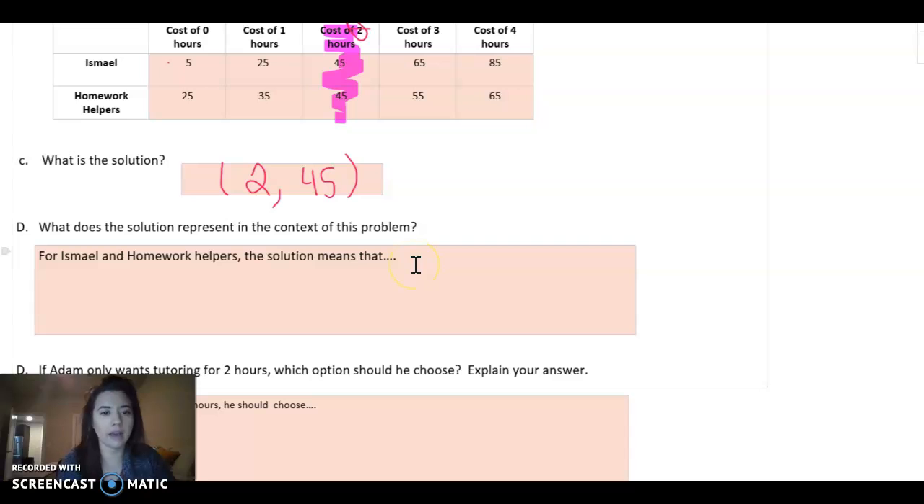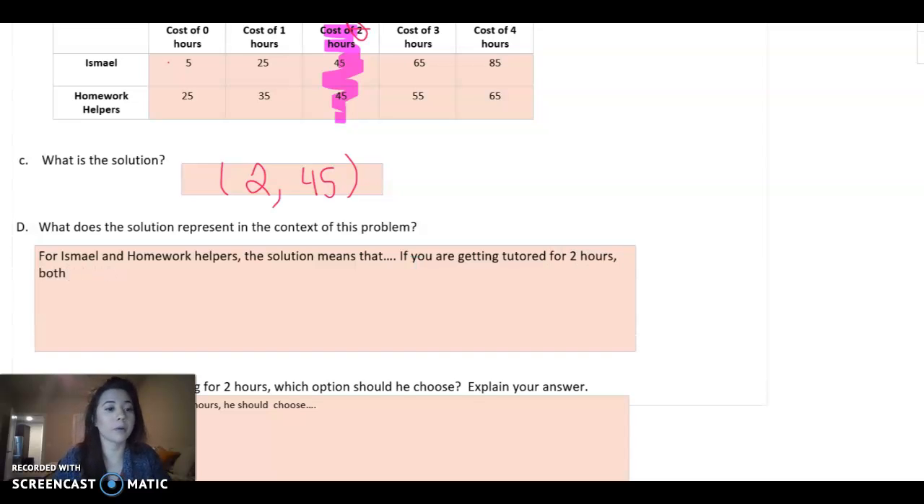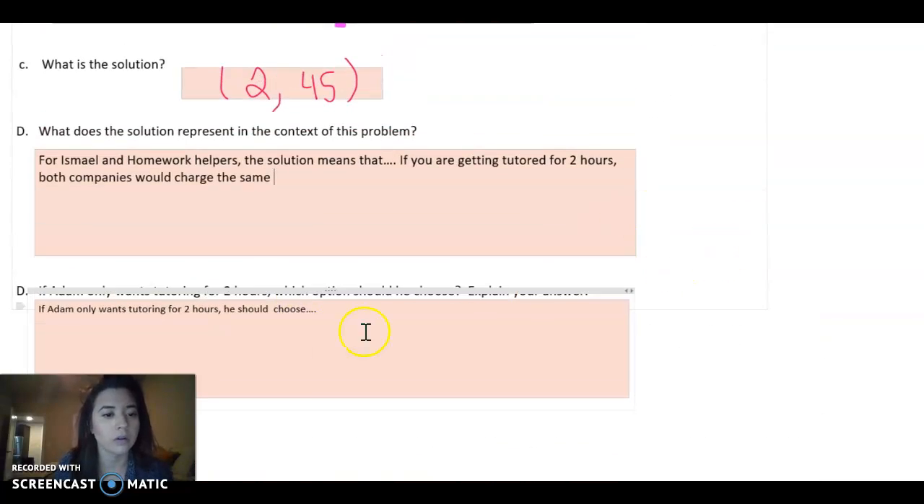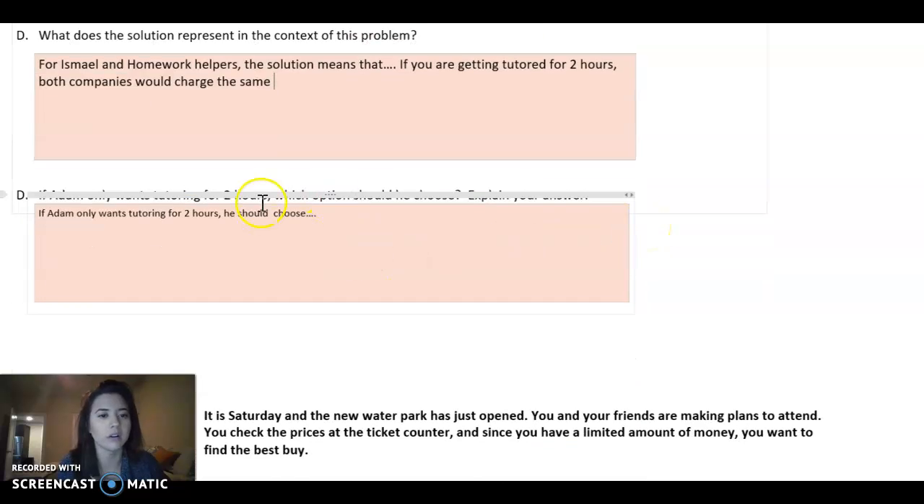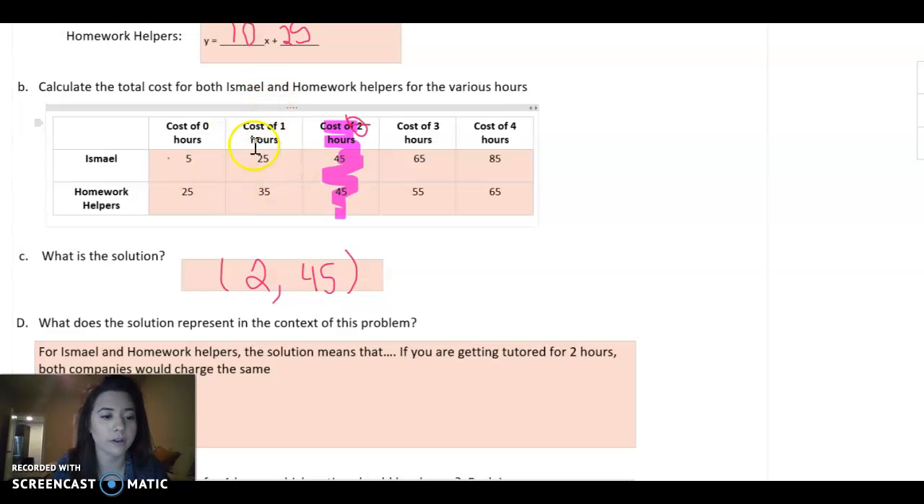Right, so this would mean that if you are getting tutored for 2 hours, both companies would charge the same. So if you're planning on being tutored for 2 hours, it doesn't matter who you choose. If Adam only wants to tutor for 1 hour, which company should he choose? Oh, I'm going to change that, sorry, to 1. If he only wants to tutor for 1 hour, he should choose Ishmael because he's cheaper.